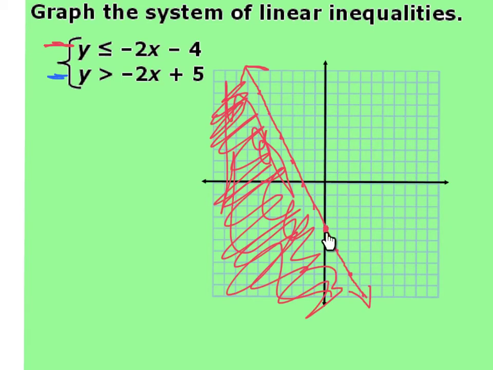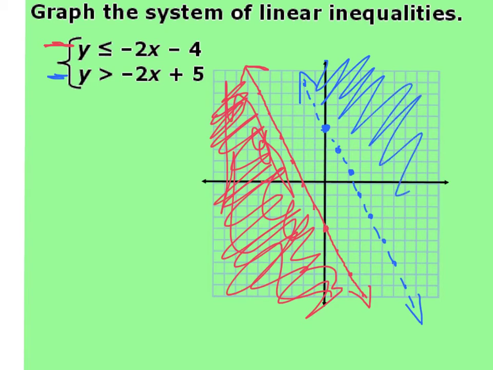I started at -4. I went down 2 over 1. I made a solid line because it could be equal to, and it said less than, so I went below the red line. I went below the line. Now, y is greater than -2x plus 5. So now let's graph the blue line. Here's my blue line. Notice it's dotted because it is not equal to, and it says greater than. So I go to the dot, and greater than means go above the line. So I go above the line.